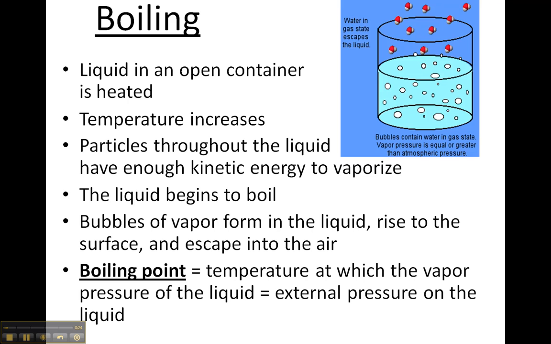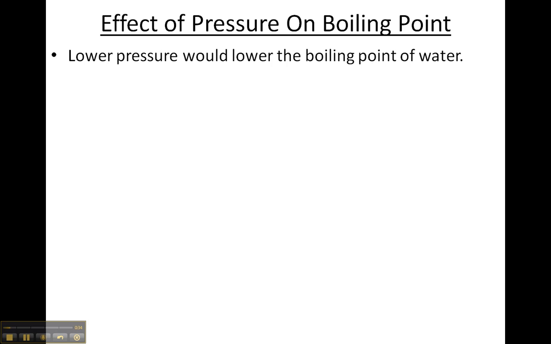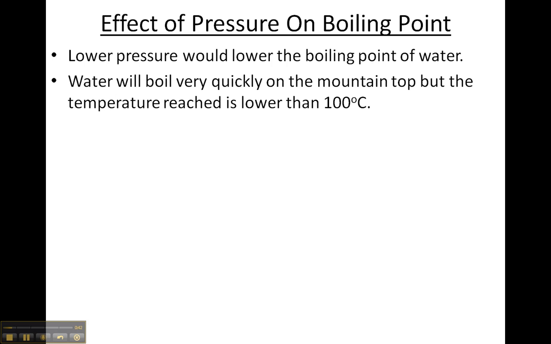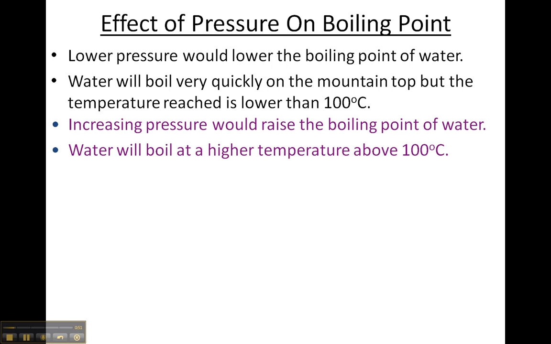And so what happens is boiling point can be affected, therefore, by the pressure that is in the atmosphere around it. So, if there is a lower pressure, that means there is a lower boiling point. Water boils very quickly on the mountaintop, but the temperature reached is lower than 100 degrees Celsius. An increase in pressure would raise the boiling point of water. Water will boil at a higher temperature above 100 degrees Celsius.